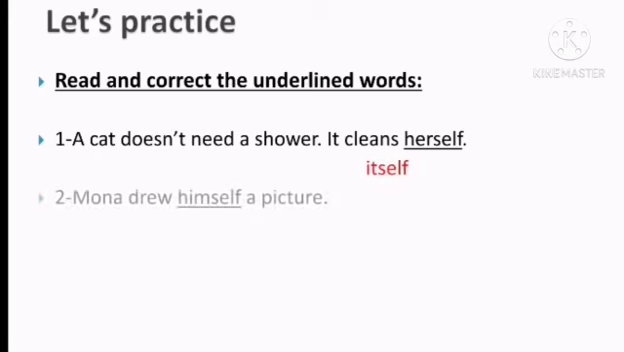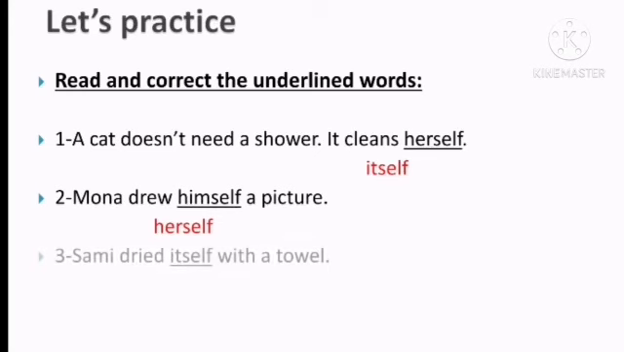Number 2, Muna drew himself a picture. Muna, she's a girl. Oh, it's incorrect. How can I correct it? Using herself. Excellent. Number 3, Sammy dried itself with a towel. Sammy, he's a boy. How can I say it about a boy? It should be himself. Yeah, correct.